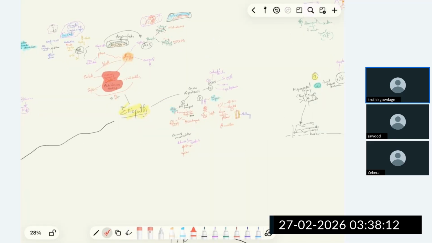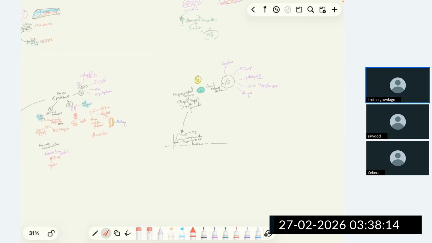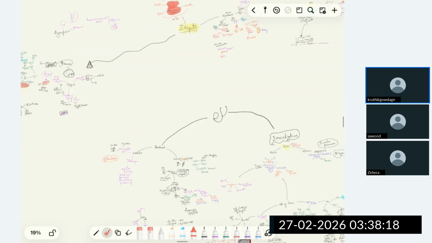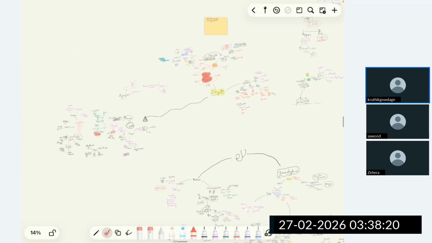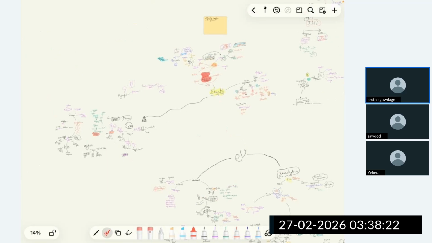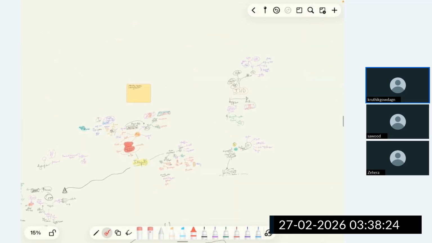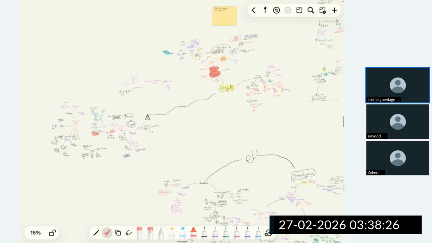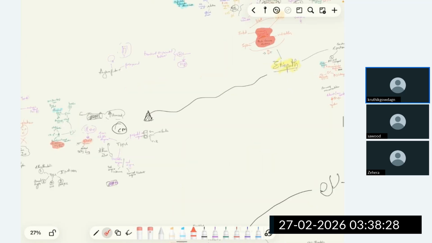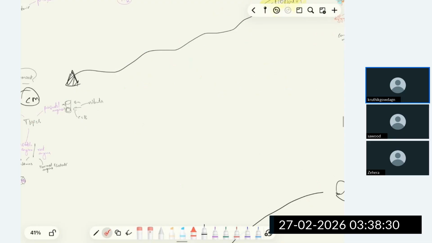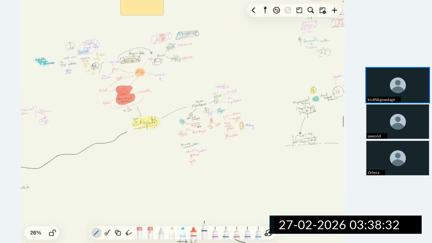Acute coronary syndrome. I already mentioned acute coronary syndrome is due to the plaque rupture leading on to thrombosis, which may partially or completely occlude the vessel. Depending on the degree of occlusion, we have unstable angina, ST elevation MI, and non-ST elevation MI.